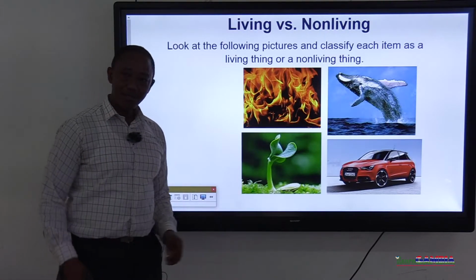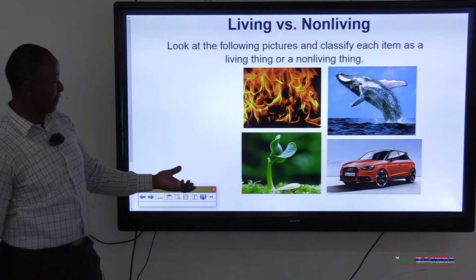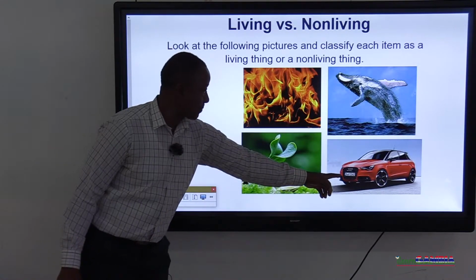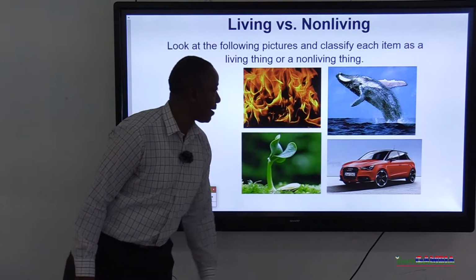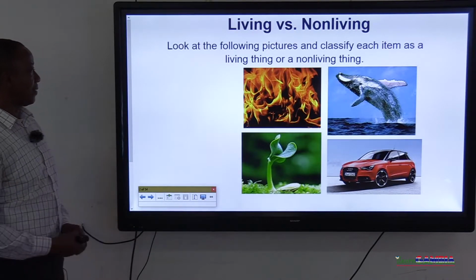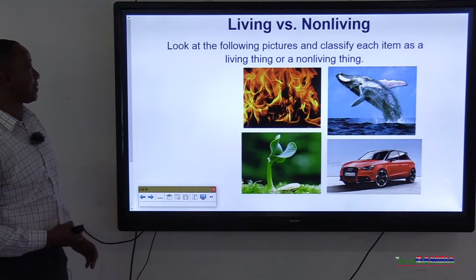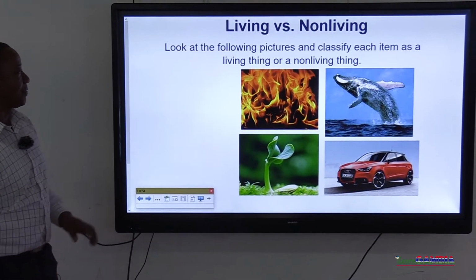And here is a young seedling of a plant. Is that living? And there's a car. Again, is that living or non-living? And there's a big whale. Is that also living or non-living? So what are your reasons for saying which ones are living and which ones are non-living?